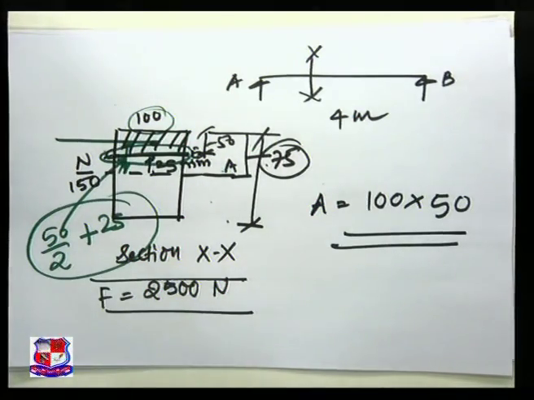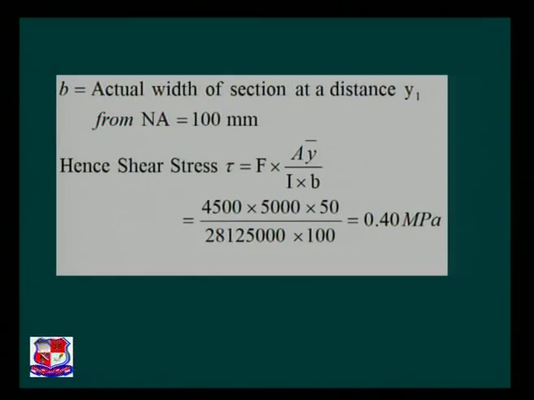So if we put all those values into this basic equation, the shear stress tau is equal to 4500 multiplied by the area 5000 multiplied by ȳ 50, divided by I, divided by the B value 100. We achieve 0.4 Newton per mm square, that is the megapascal. That is the value of shear stress at that particular section. I hope you have obtained the fundamentals of how to solve this problem using this basic equation, that is tau is equal to FAȳ by IB.